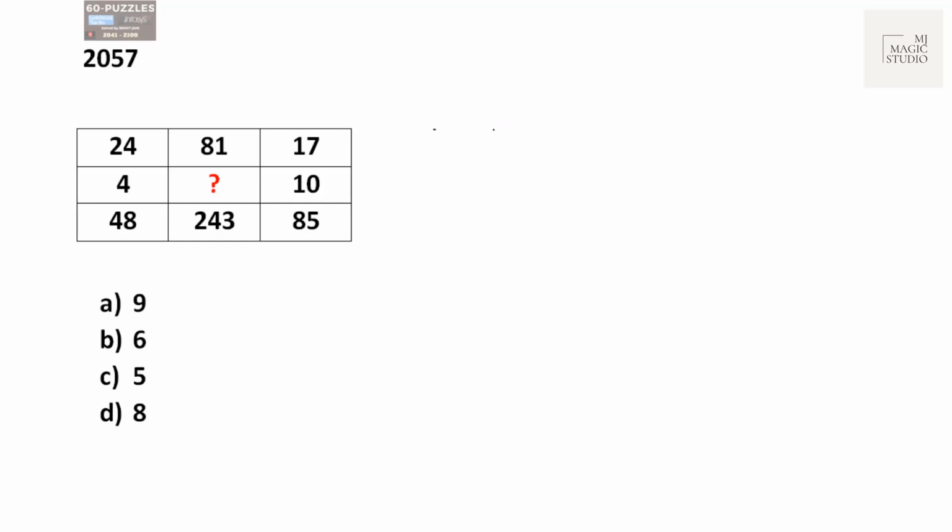Okay, another one is straight from the world of Infosys. 24, 4, 48. You can see that 24 into 2 is 48. That is half of 4. And 17 into 5, bingo. That means if this is x, then 81 into x by 2 is 243. This will go 3 times. The value of x should be equal to 6. That is in option B.